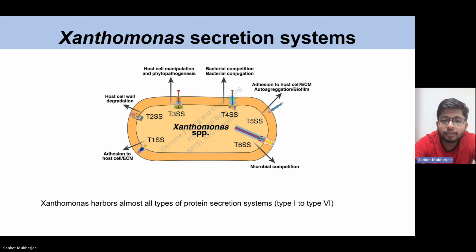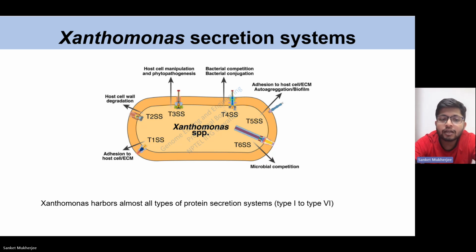The type 5 secretion system is important for adhesion to the host cell or extracellular matrix and auto-aggregation, like formation of biofilms and structures like that. And the type 6 secretion system is important to prevent any microbial competition in infecting the host.